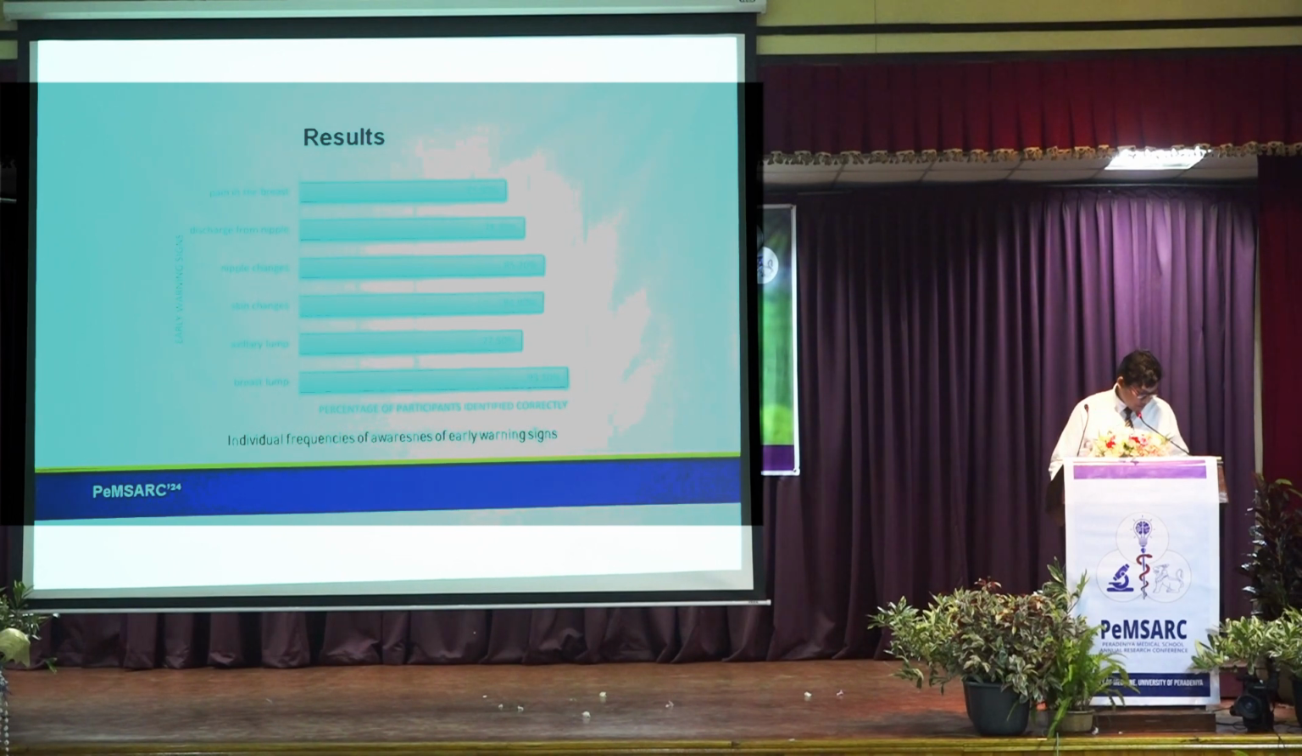And this graph shows the knowledge of early warning signs. As you can see, breast lump is the most known early warning sign at 93.3%, while pain in the breast was the least known early warning sign at 71.9%. Most identified risk factors and early warning signs are the most popular ones.